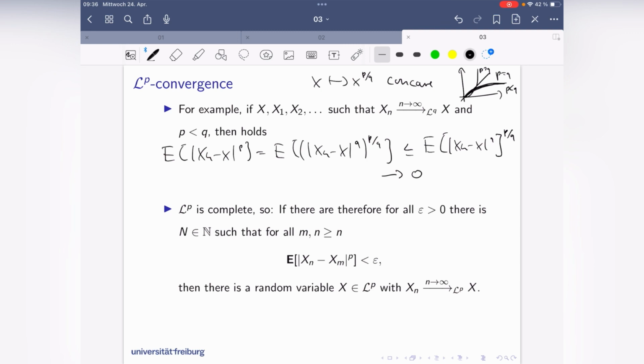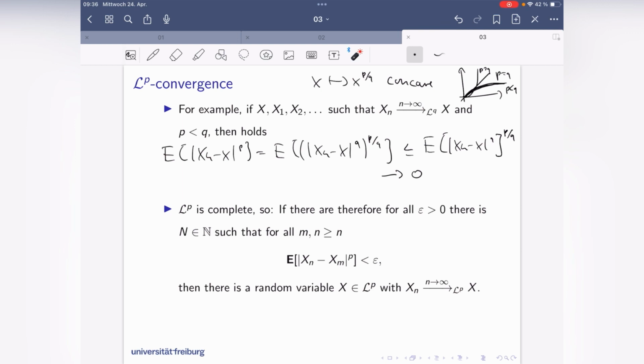goes to 0, because by assumption I have xn goes to x in LQ, so this here goes down to 0, and the power p divided by q, well, that's continuous, so okay. Then LP is complete.